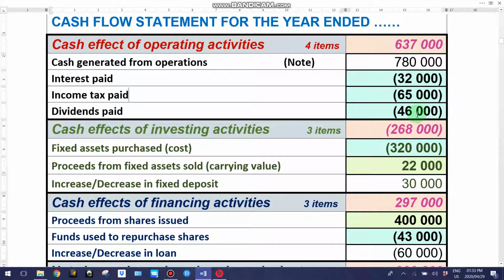So therefore these 3 items, they represent outflows of cash, and they must be shown in brackets. Remember, in an exam, if you do not put in your brackets there, then you are actually telling me that this is an inflow of cash. If you leave out the brackets now, then you are saying this is an inflow. You are equating this number to this 780,000 inflow. So you would be penalized for that. Okay, I think I'm making that quite clear.